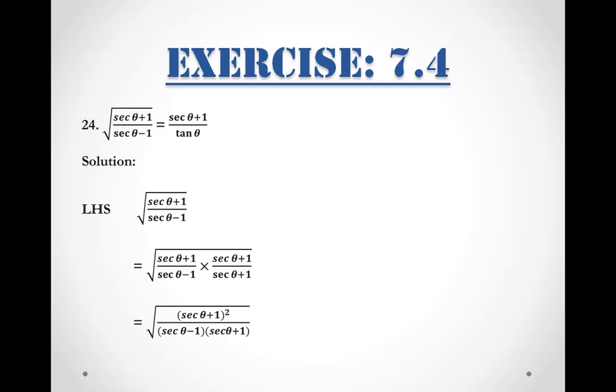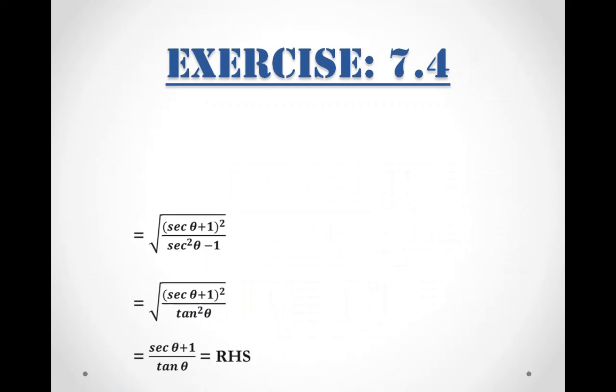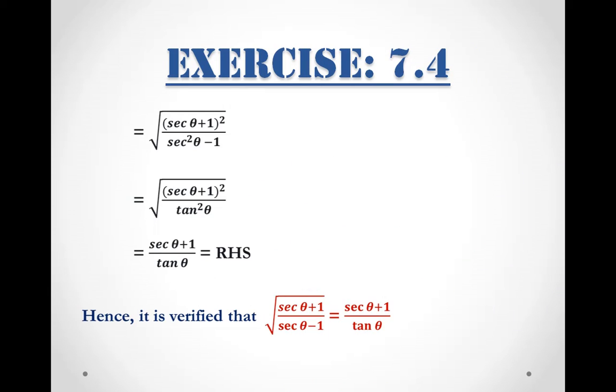So in the next step, multiplying the given left hand side with secant theta plus 1 over secant theta plus 1 inside the root, we have secant theta plus 1 whole square over secant theta minus 1 into secant theta plus 1. The whole job is done inside the square root. Next step, we have secant theta plus 1 whole square over secant square minus 1, which we already know, as derived today, is equal to tan square theta.